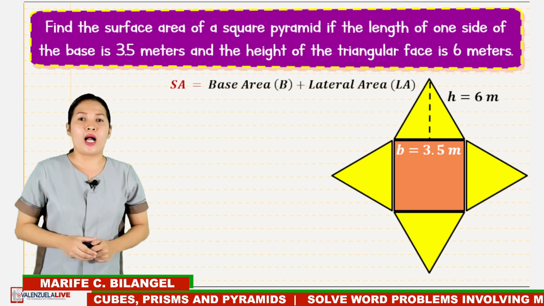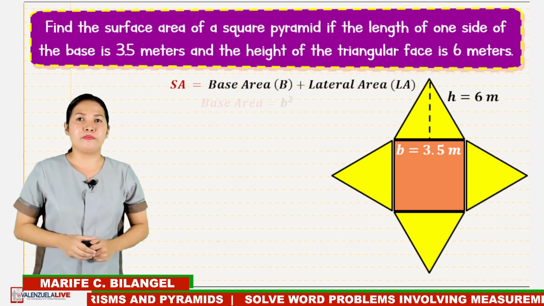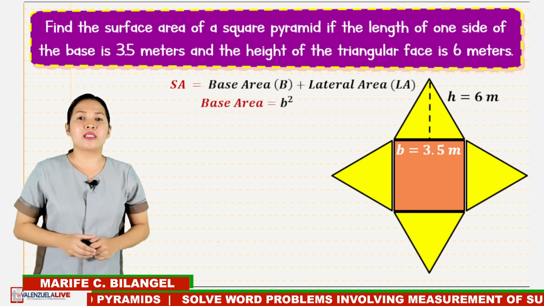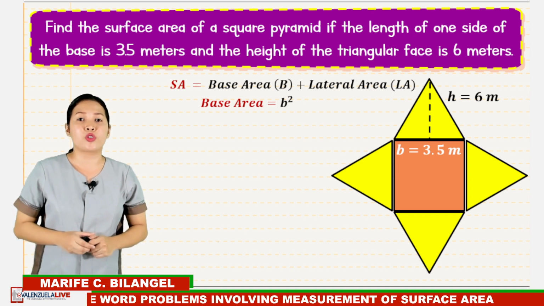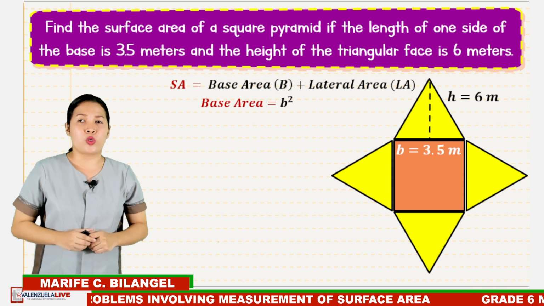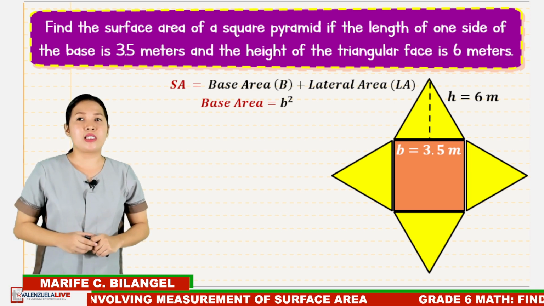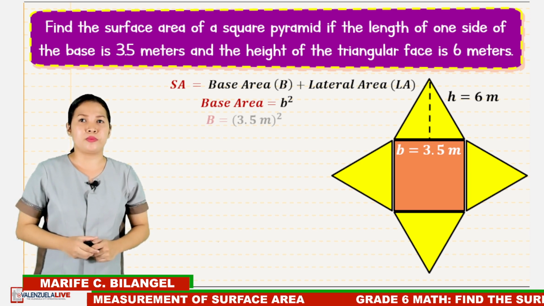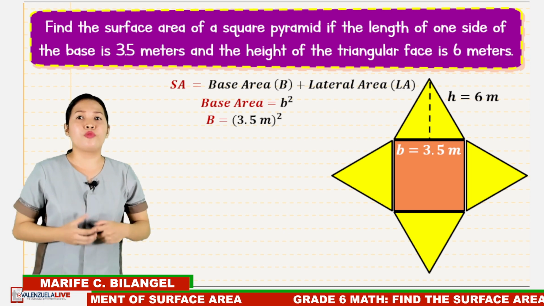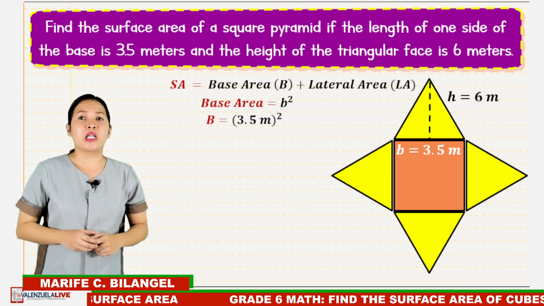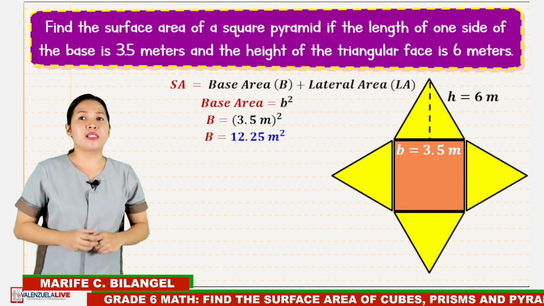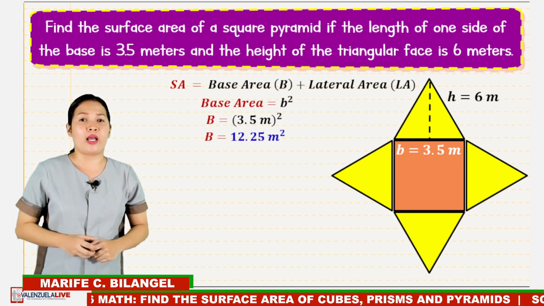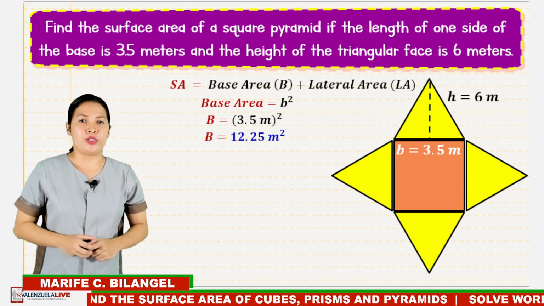Let's start with the base area. Given that the base is a square, we will use the formula in finding the area of a square, which is b squared, or b times b, or base times base. So to solve for that, we have 3.5 meters quantity squared. So that is equal to 12.25 square meters.